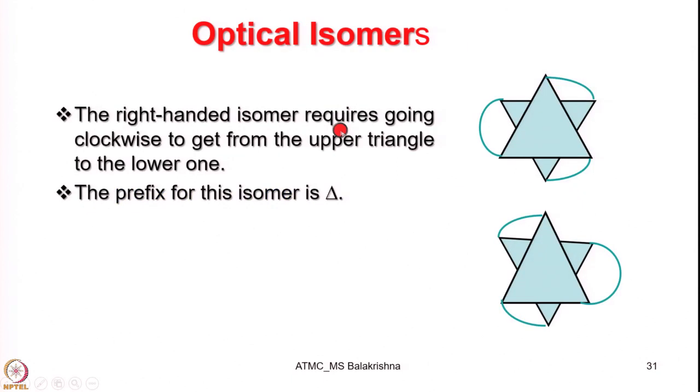Okay, I have shown here something like this. Then the right handed isomer requires going clockwise to get from the upper triangle to the lower triangle. So that means if you start tilting this one, basically what happens, it comes to this one. The prefix for this isomer is given as del, something like this. You should remember that for the right handed isomer, you just take this one and do a clockwise rotation, one rotation, and then you will end up with this one. So in that case, you should give the prefix del.